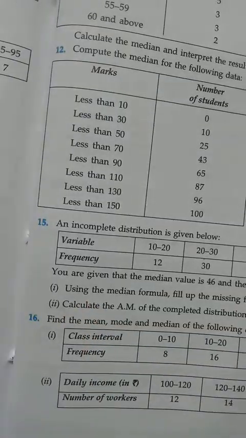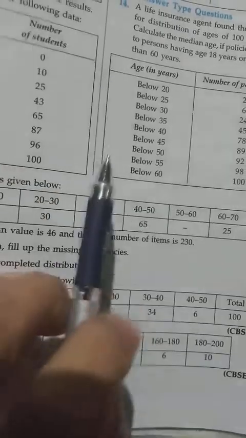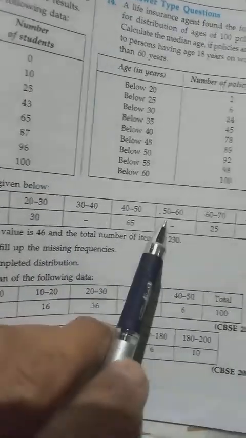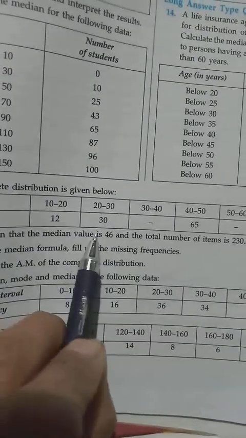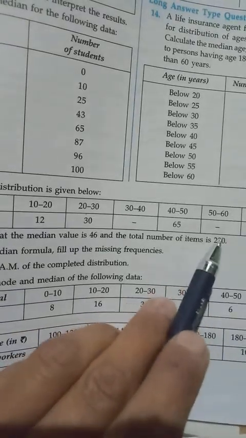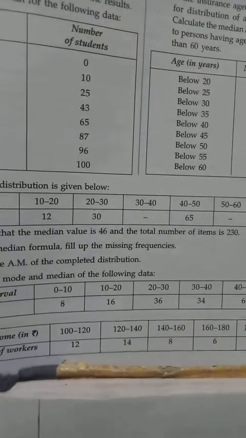Question number 15 is similar to number 10, so we can do it quickly. Here we have two missing frequencies. So we can put this one as F1, this one as F2. Then here they also give us the median 46 and the total frequency 230. So we have to find F1 and F2. I'll do it a little bit quickly because it is more or less the same, okay?